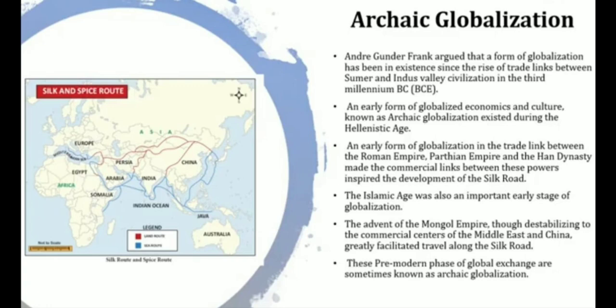This archaic globalization was an important early stage of globalization. It was introduced during the Islamic golden age. Okay, the advent of the Mughal emperor destabilized the commercial centers of the Middle East and China. Between these two regions, the trade happened through this Silk Road. So this pre-modern phase of global exchange is also sometimes known as archaic globalization. So what is another name of archaic globalization? Pre-modern phase of global exchange.